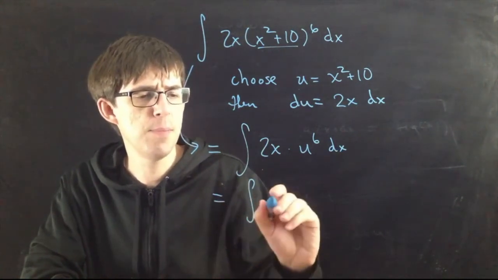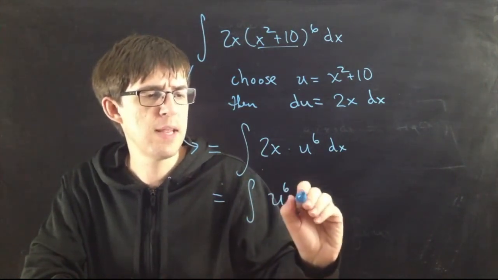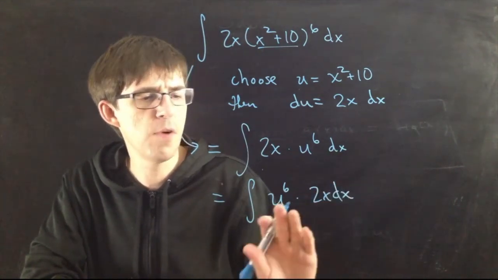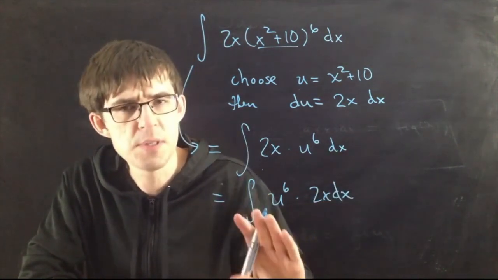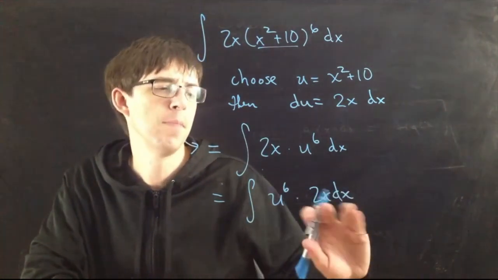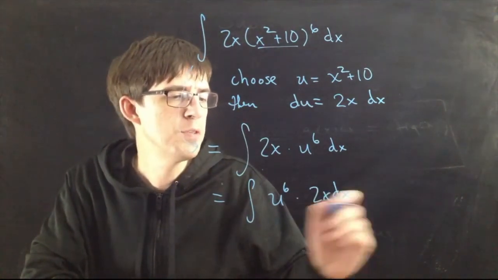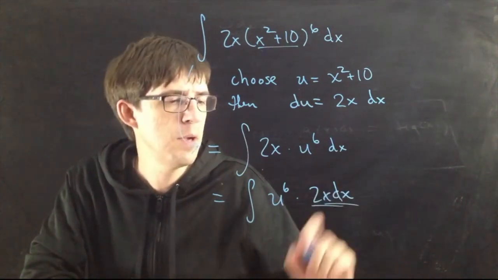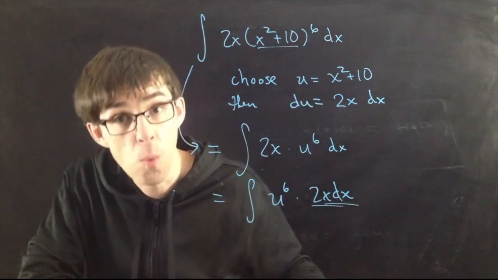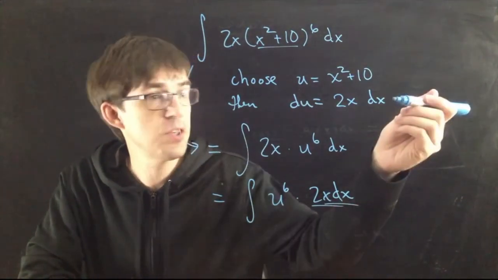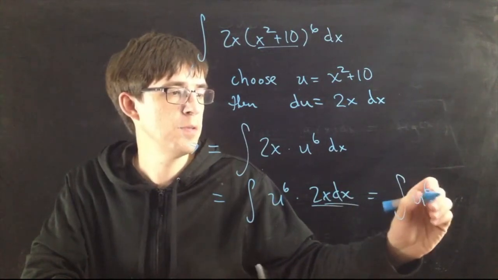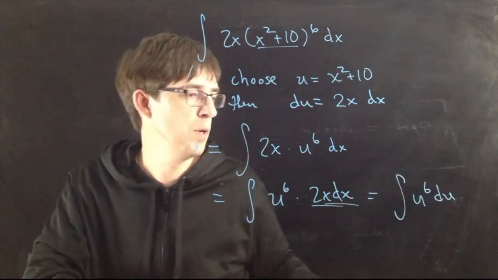It is helpful in my experience to try and gather them together. So I like to write all the stuff involving u's first because I'm settled with that, and push all the leftover stuff together at the end. Now, do you see how I can substitute 2x dx using u's or du's? Well, I got lucky. This actually equals du. So this is equal to the integral of u to the 6 du.